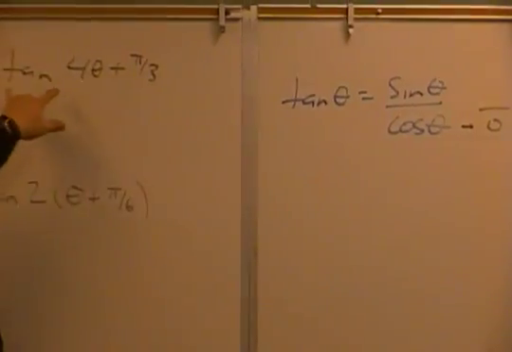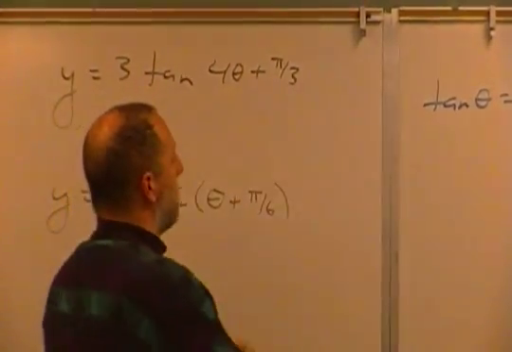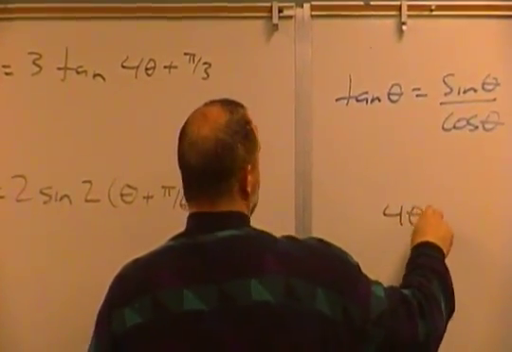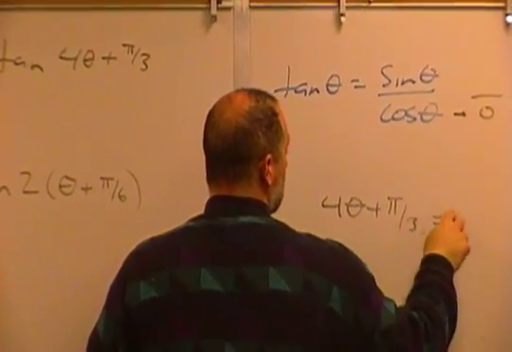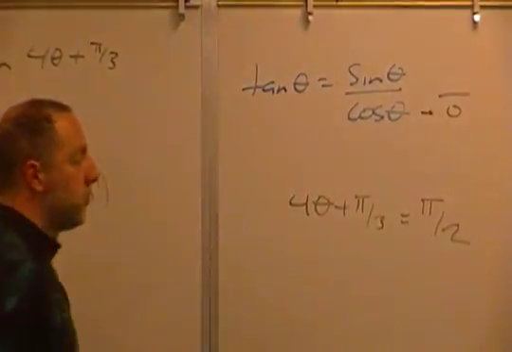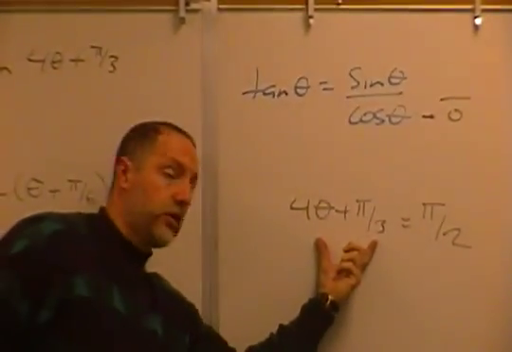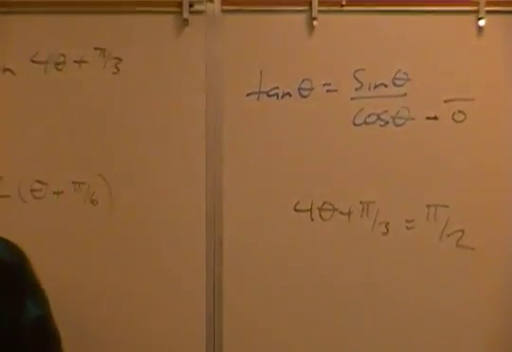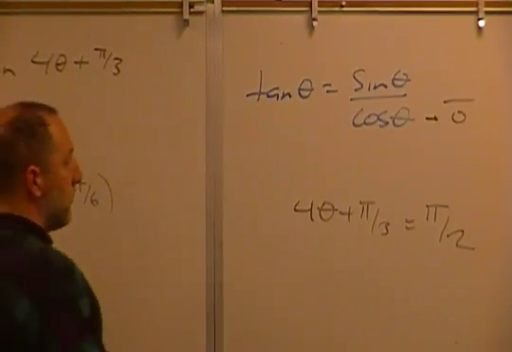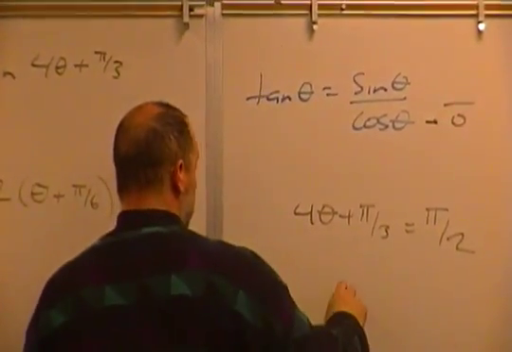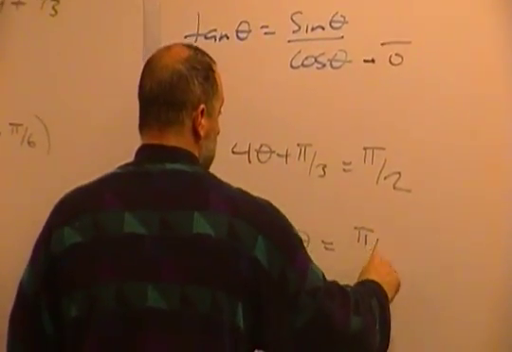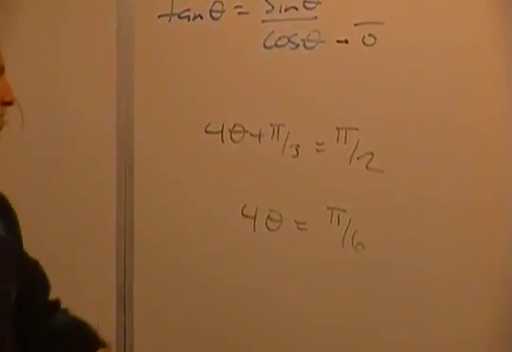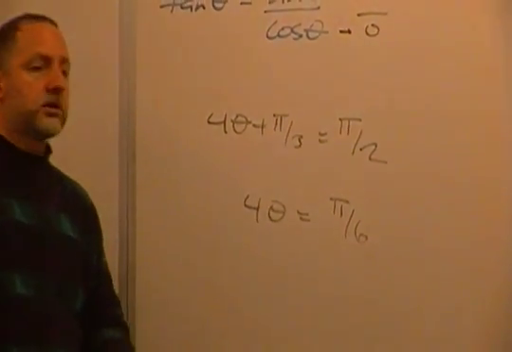So all I need to do to find the first asymptote for this is to take this value, 4 theta plus pi over 3, and set it equal to pi over 2, because when this value equals pi over 2, I'm going to get an asymptote. So I'll subtract pi over 3 from both sides. That's 4 theta equals 1/6 pi. This is 3/6 and this is 2/6.